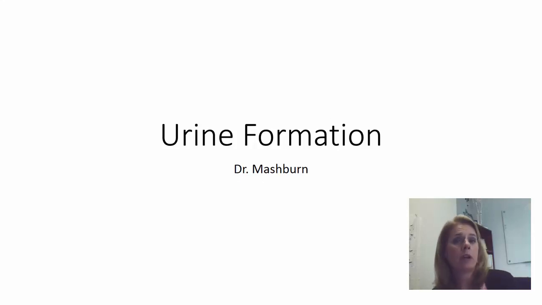Okay, so we talked about the urinary system, the kidneys, the ureter, the bladder, and the urethra. So how is urine formed? We're going to get into the mechanism of urine formation, and then we're going to talk about urine modification, and then the roles of the kidney in regulating other things as well.